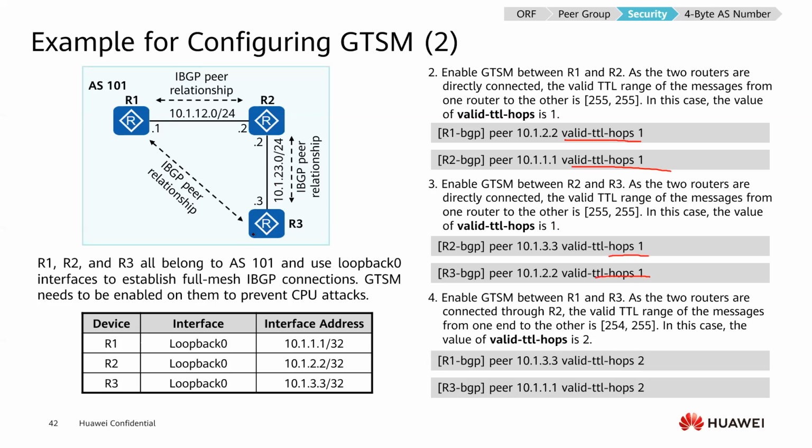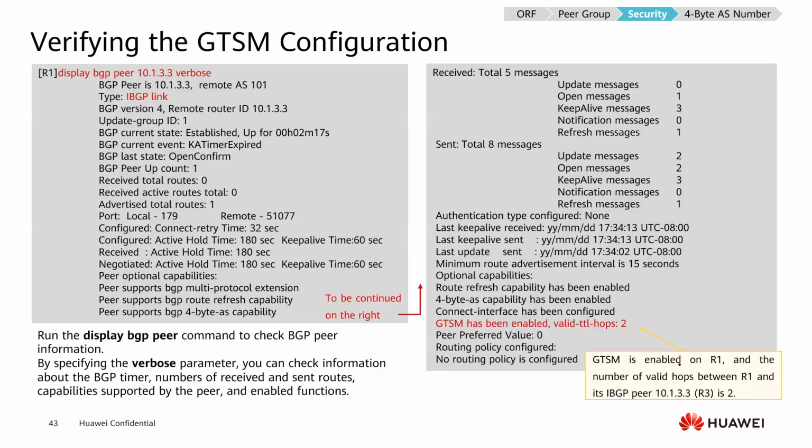And for R1 to R3, they directly establish the IBGP peer. But the traffic will go through the physical link, so it will go through like this. So the hop is 1 and 2, and you need to configure the valid TTL hops with 2.